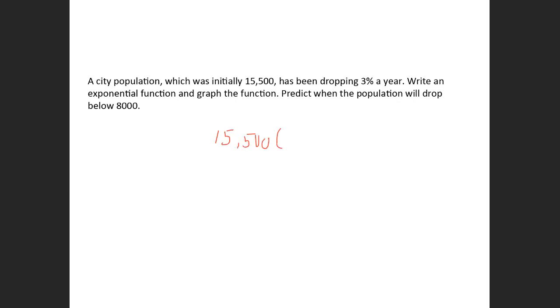It's dropping, so it's 1 minus 0.03, so what is that, 0.97 to the t. And I want to predict when the population will be 8,000. So there's my equation set up. Now, using your skills, you should be able to solve that.